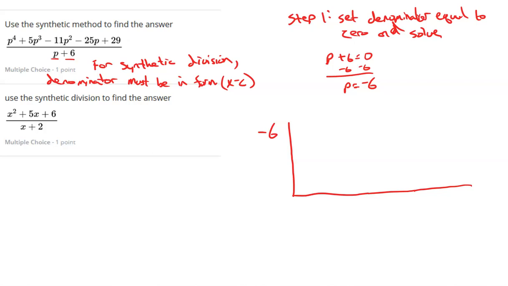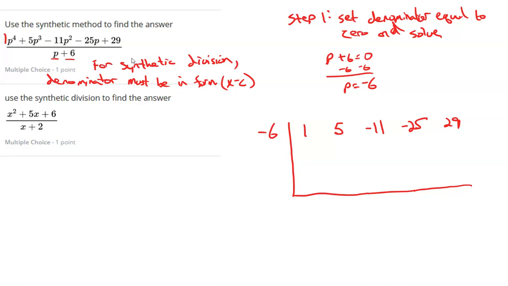If any of the terms are missing, you have to put a 0 as a placeholder. But we happen to have all of them: the 4th, the 3rd, the 2nd, the 1st, and the constant power. So the first term is, since there is no number there, a 1. The second term is a 5. The third term is a negative 11. You put a negative if it's minus. The fourth term is a negative 25. And the last term is a 29, like that.